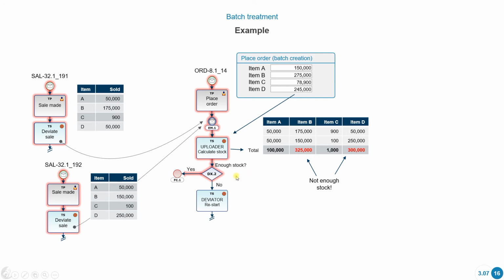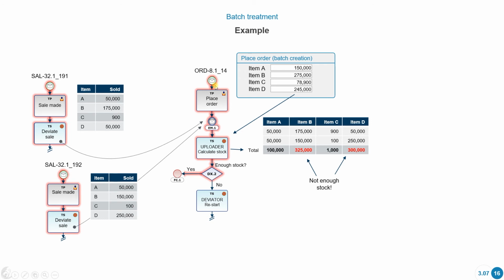Now, if we take a closer look, we can see that here in the type of item B we sold 150,000, and we had previously sold already 175,000. Okay, so the total of 175,000 and 150,000, it's greater than the items that we actually purchased. So we're trying to sell more than what we have. So what do we do here? We send the flow through this outlet of the gateway, and this deviator system task has to restart this process.